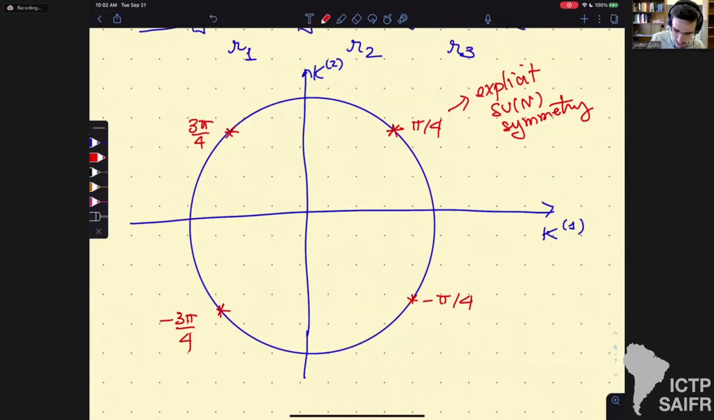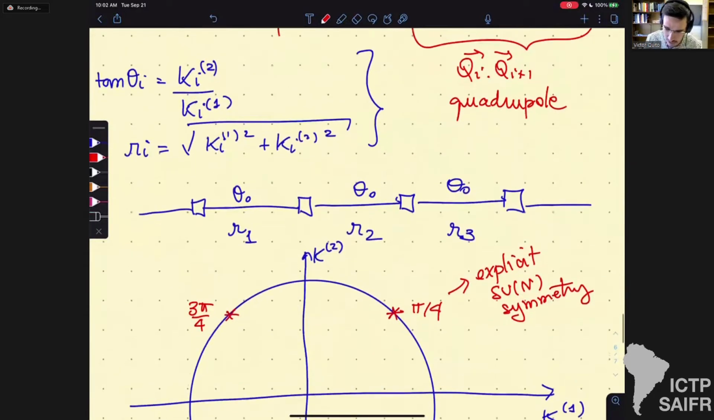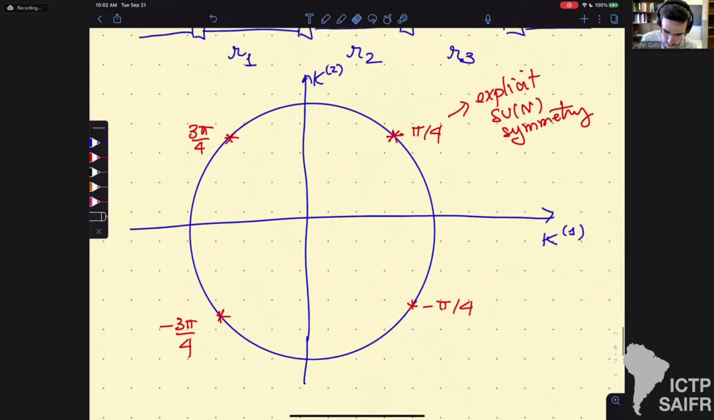And I have to tell you how the angle flows and how r flows. So let me first, for concreteness, show how these variables flow in one of the phases. Let me just put the phase boundaries here.